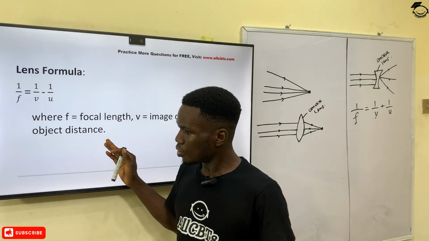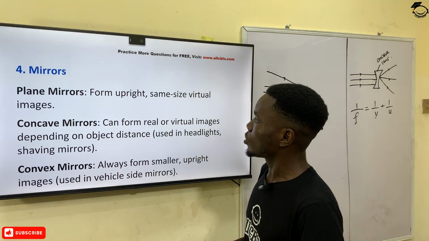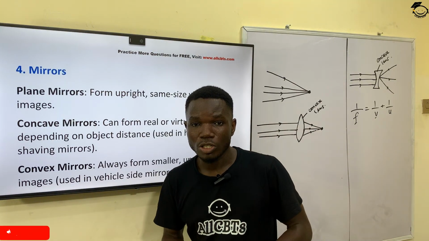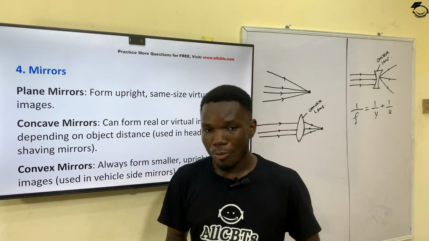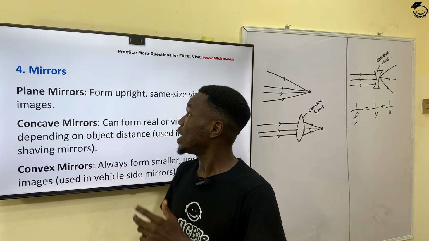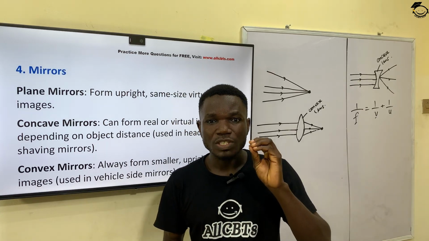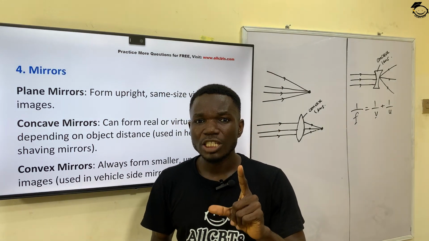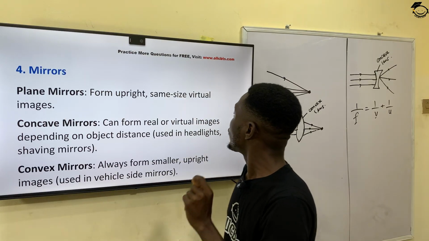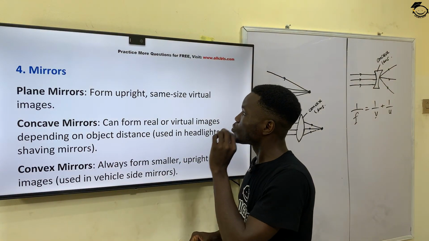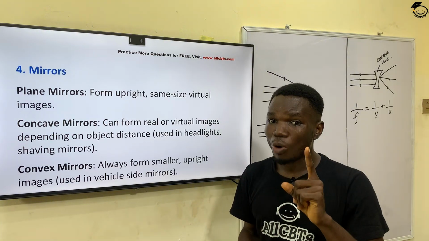So moving on, that takes us to mirrors. Now we have different types of mirrors. We have what is called the plane mirror, we have the concave mirror, and we have the convex mirror. Your plane mirror forms an upright image, although it is of the same size, but the image is always virtual. It forms what? An upright, same size image, but a virtual image.